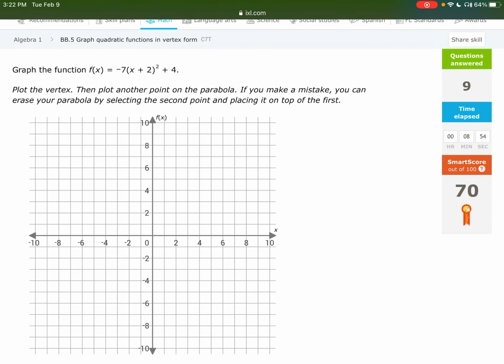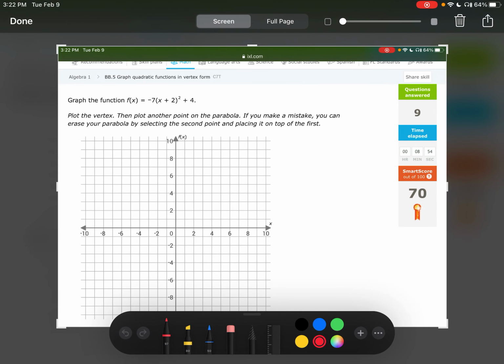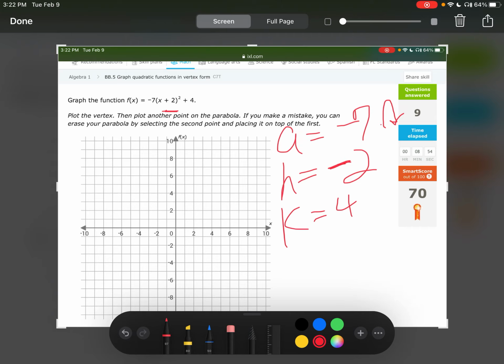All right, let's do this one. We'll go ahead and do the 10 that we can, since I'm not signed in. So here, my A is -7. My H is -2. They gave me lots of negative H's, didn't they? X minus a -2. My K is 4. So this one's going to open down and be narrow. It's going to go to the left 2 and up 4.